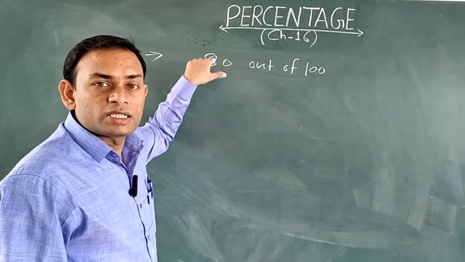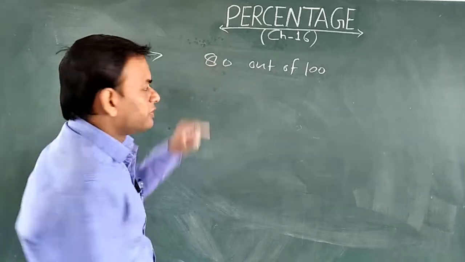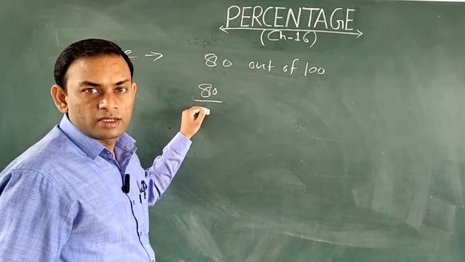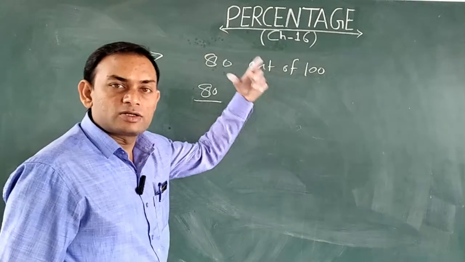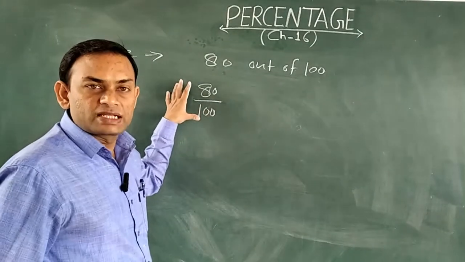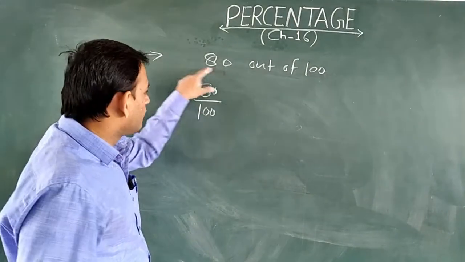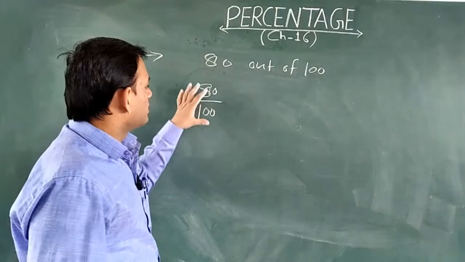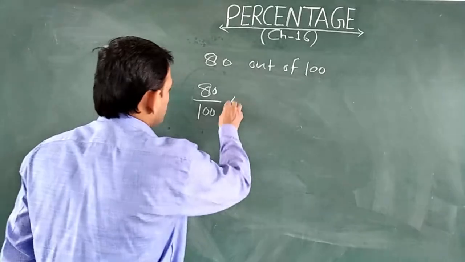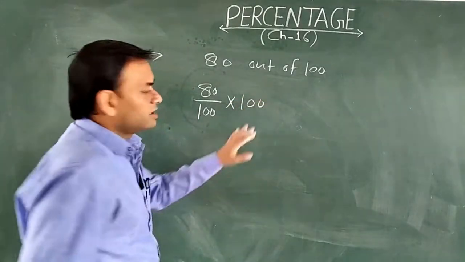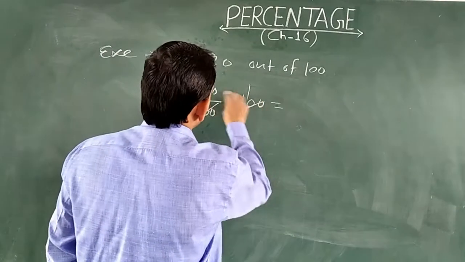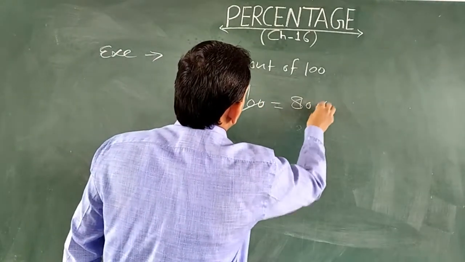Okay. So the number which we are talking about, we will write above the line. And the total marks, the total thing, we will write below the line. And we will make it a fraction. Whenever there is a fraction, it can be changed into a percentage by multiplying by 100. So 100 on the 100, and you have got 80 on the 80, you have got 80%.